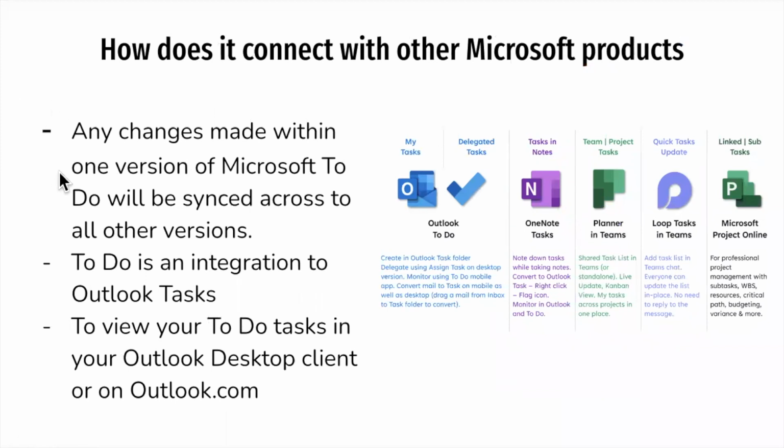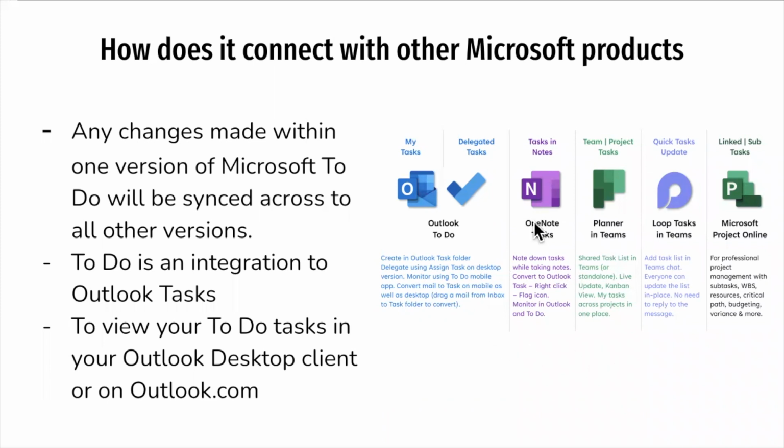Now, interestingly, Microsoft To Do also connects with other Microsoft products, making the experience for the user a lot better, and it can help you to stay organized in lots of different aspects of your life. For example, any changes made within one version of Microsoft To Do will be synced across all of the other versions. Additionally, To Do is integrated with Outlook tasks. So as I mentioned, there can be a tasks list that's automatically created on your To Do account. And those are just going to be any tasks that you were assigned through Outlook. So in that way, it's connected to Microsoft Outlook. And also you can view your to-do tasks in your Outlook desktop client or on outlook.com.